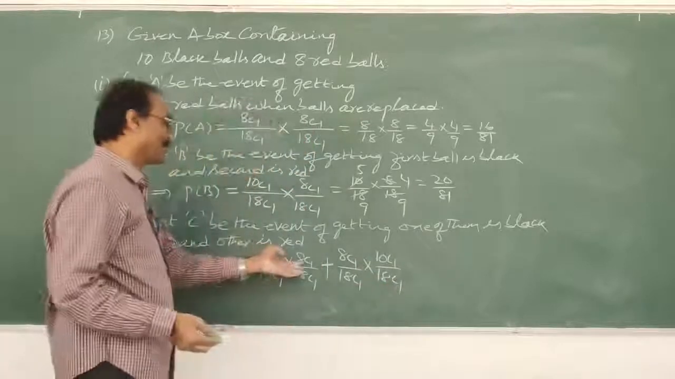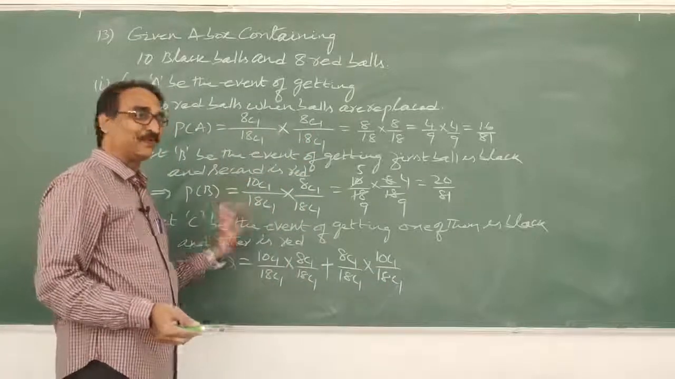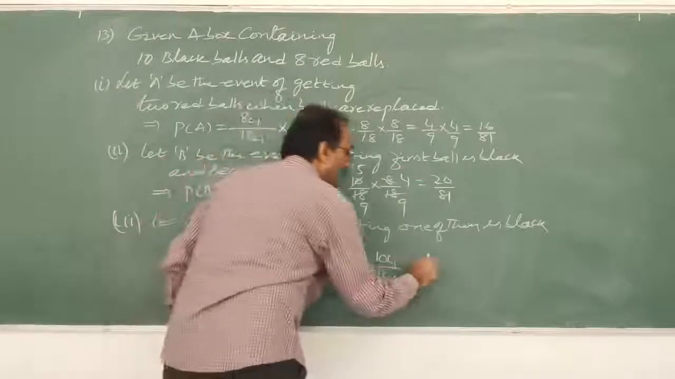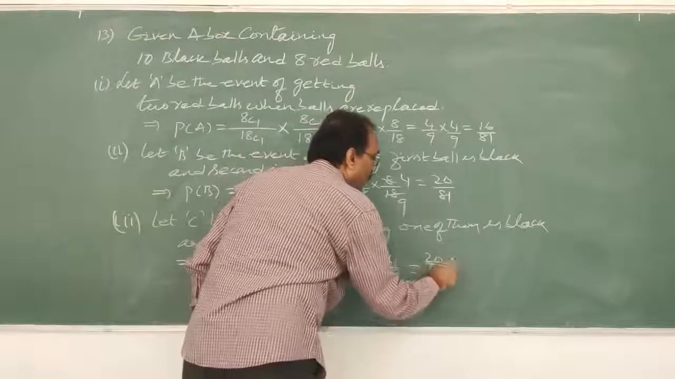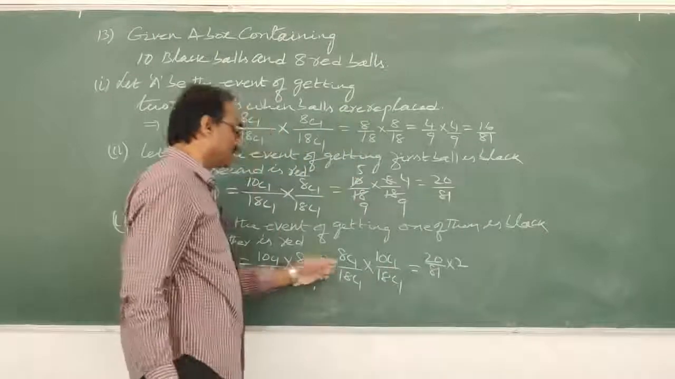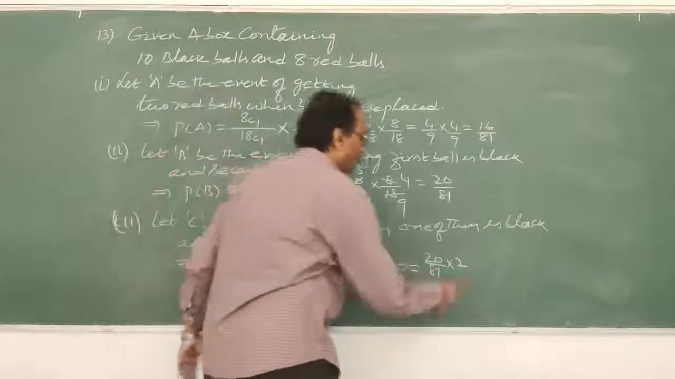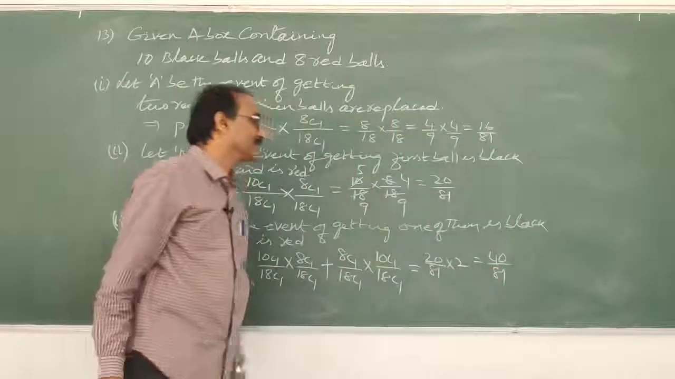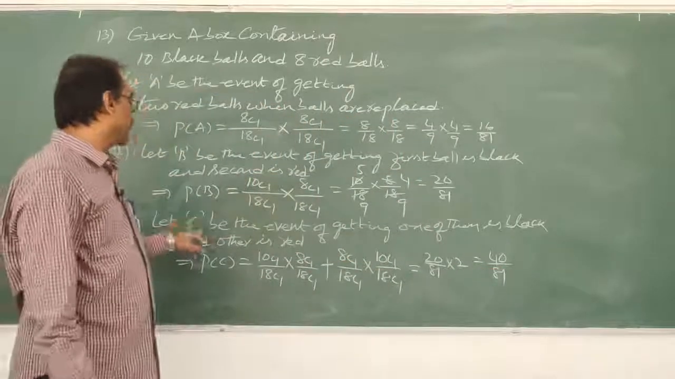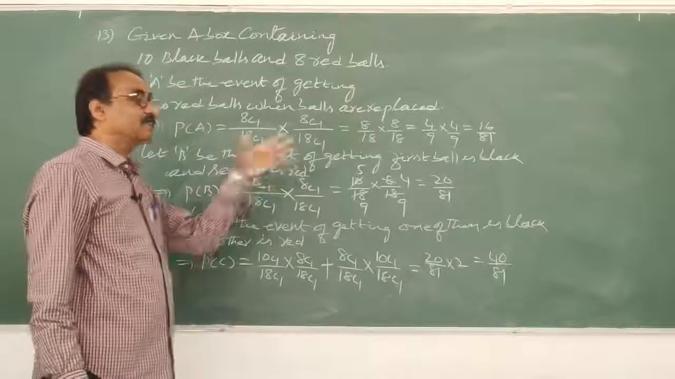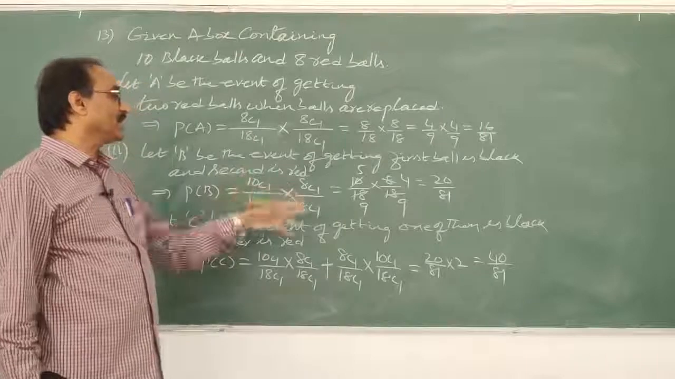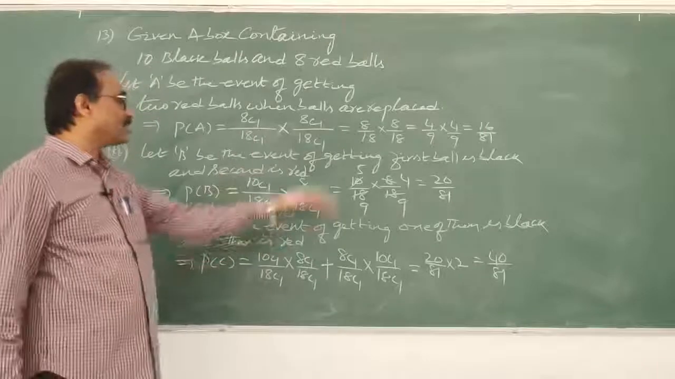No difference, same only. No? 2 times you have to put 2 into. So this implies, already I substituted and simplified here, that's why 20 by 81 into 2 times. Here the same we are adding 2 times. So therefore this is nothing but 40 by 81. So getting first black, second red is 20 by 81. Getting any one of them black and the other red means 40 by 81.